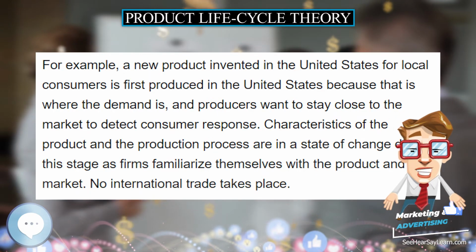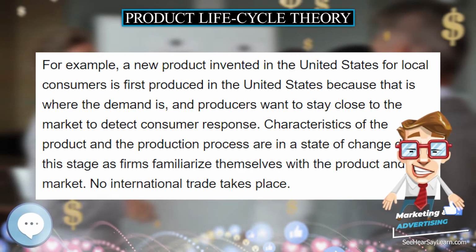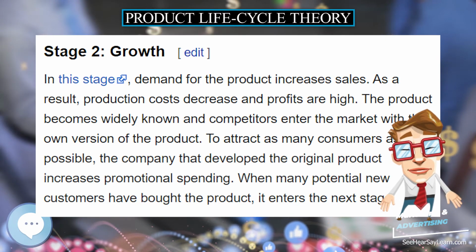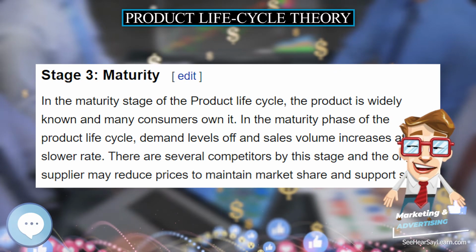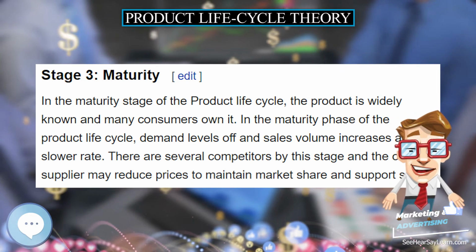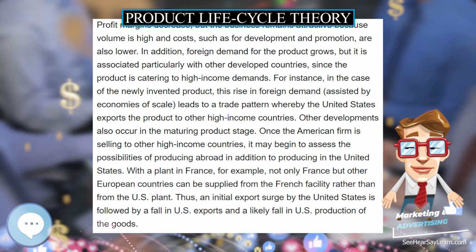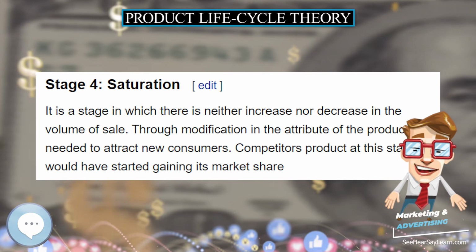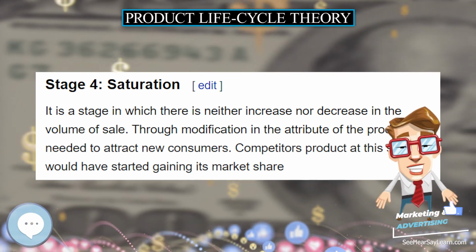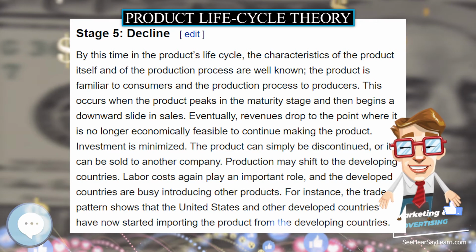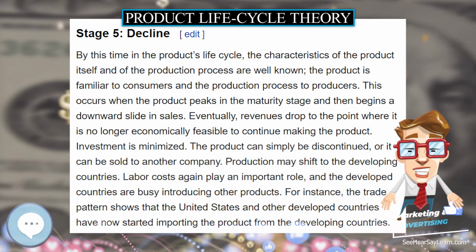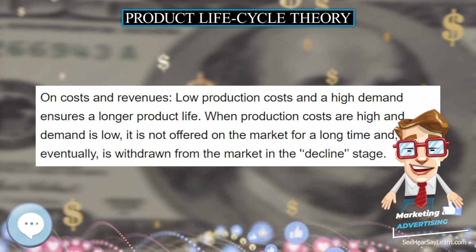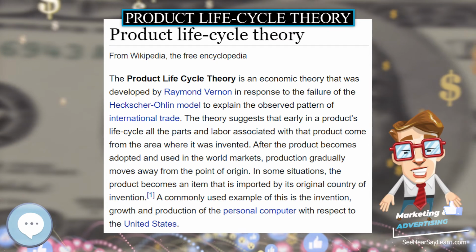Stage 4, Saturation. It is a stage in which there is neither increase nor decrease in the volume of sales. Modification in the attributes of the product is needed to attract new consumers. Competitors' products at this stage would have started gaining market share. Stage 5, Decline. By this time in the product's life cycle, the characteristics of the product itself and of the production process are well known, the product is familiar to consumers and the production process to producers. This occurs when the product peaks in the maturity stage and then begins a downward slide in sales.